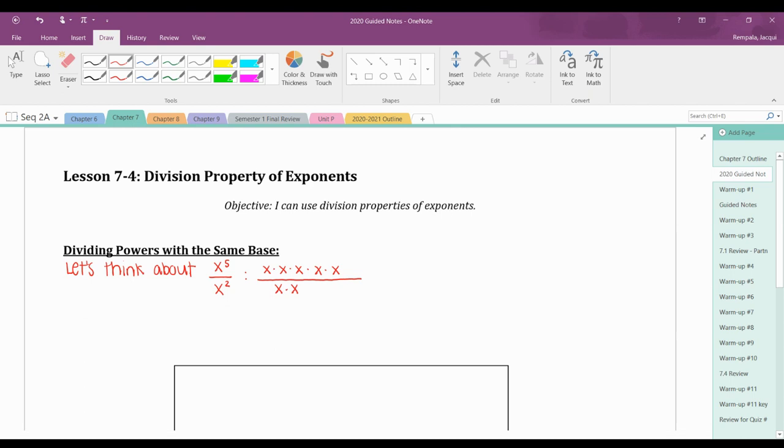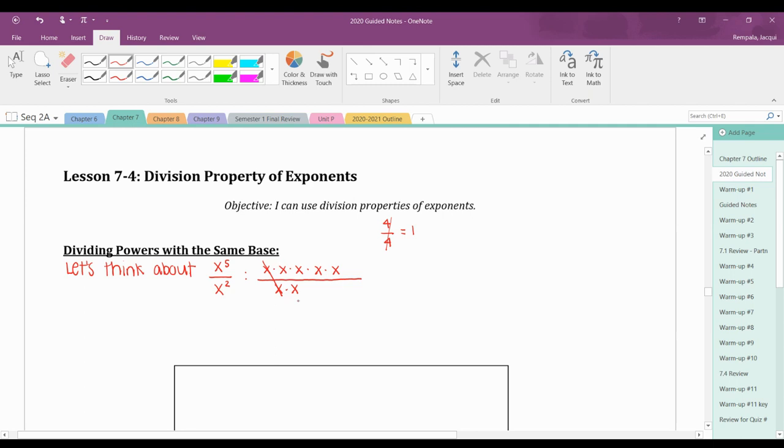Like think about dividing the number 4 divided by 4. Well, if I have 4 and I divide it by 4, 4 divided by 4 turns into 1 because essentially they cancel each other out. There's still something there. It's really the number 1. So same idea here. If I have an x on the top and an x on the bottom, they're going to cancel out, essentially turning into the number 1.